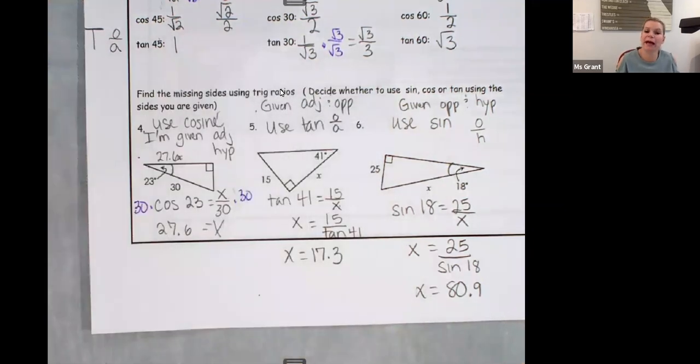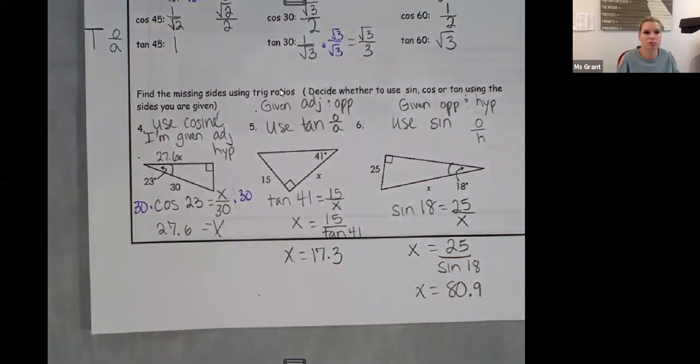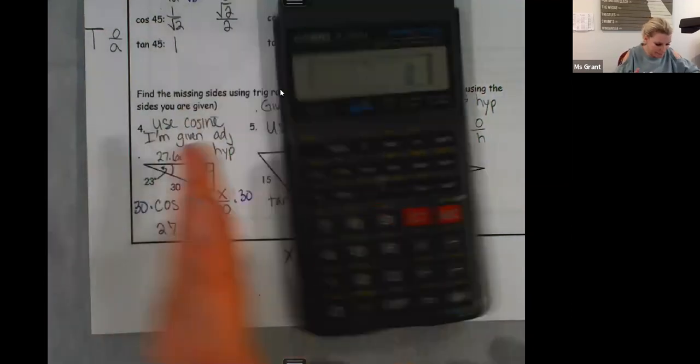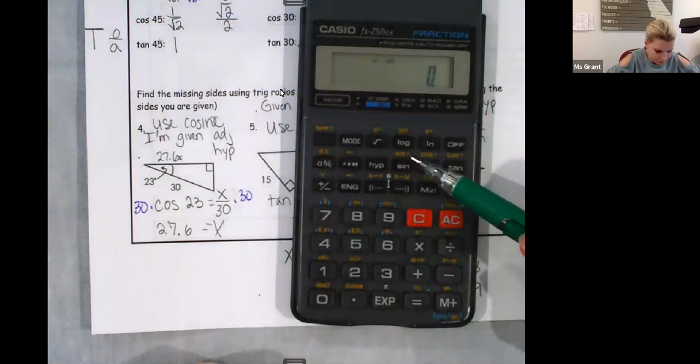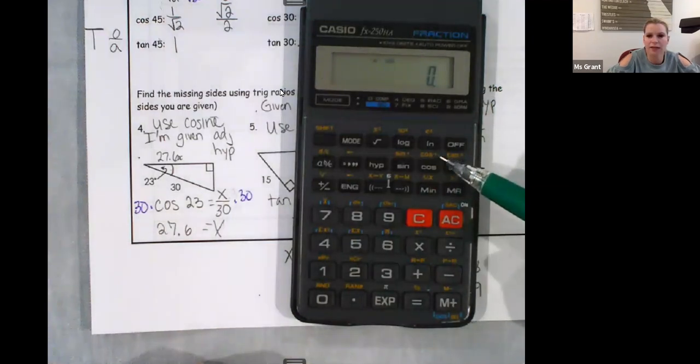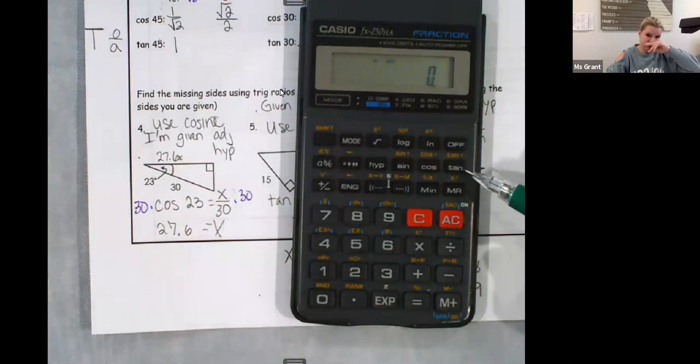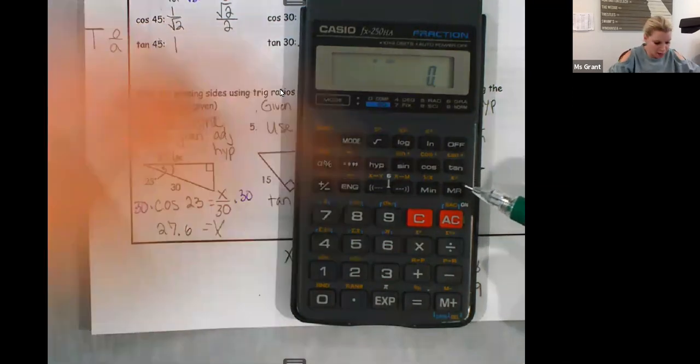So I have to look at, what am I given? Which trig function should I use? I'm going to turn the page. I want to show you something on my calculator. See above the word sine, how there's a sine negative 1? Above the button cosine, there's cosine negative 1. Above the button tangent, there's a tangent of negative 1. That means if I don't know the angle measurement, and that's what we're going to talk about on the next page.